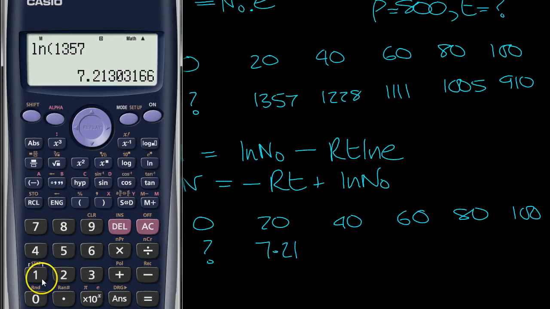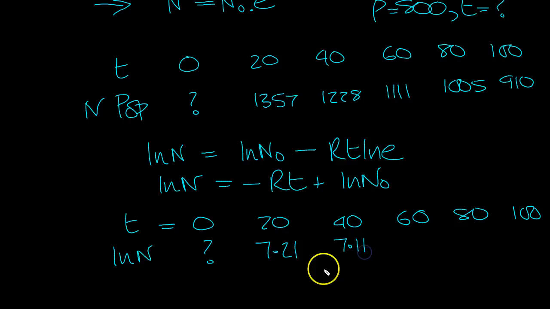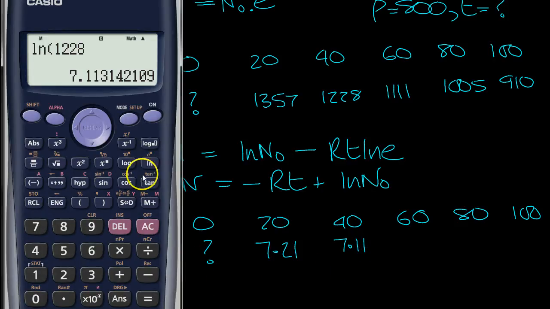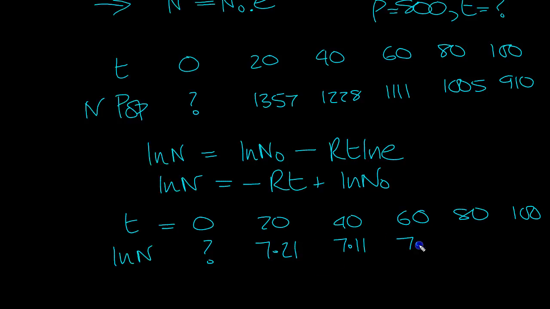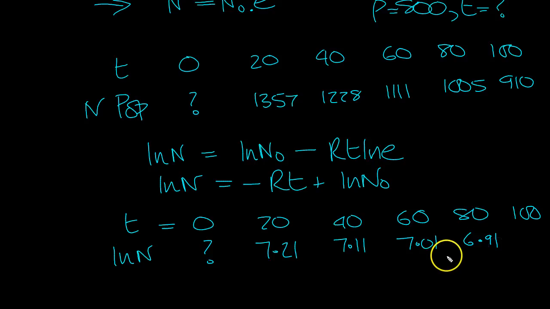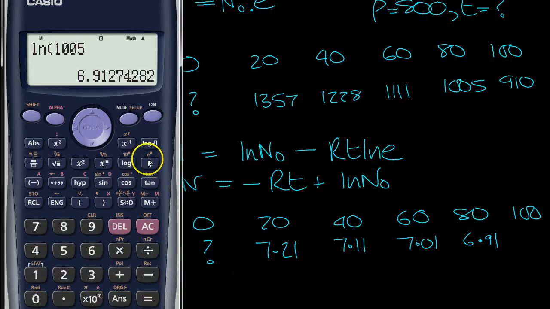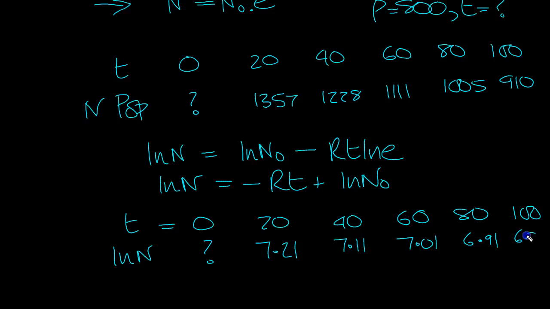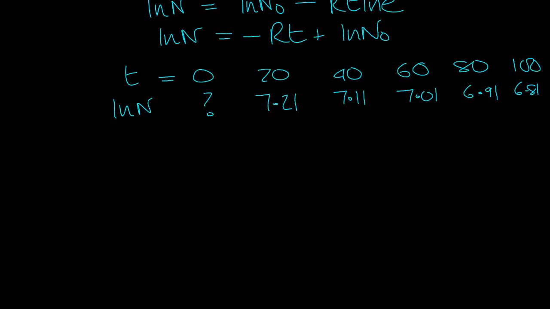And then ln of 1228, 7.11. And ln of 1111, 7.01. And ln of 1005, 6.91. And ln of 910, 6.81. So now we need to draw the graph.